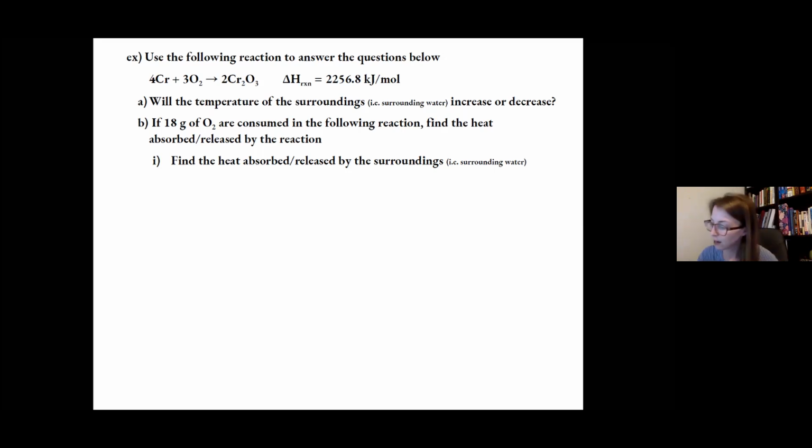In order to figure that out, I need to look at the heat of reaction. Since this is a positive value, there was no negative sign written, I know that that means the reaction, I'm going to abbreviate reaction as RXN, the reaction is absorbing heat. Simply because it's a positive value, the reaction's absorbing heat.